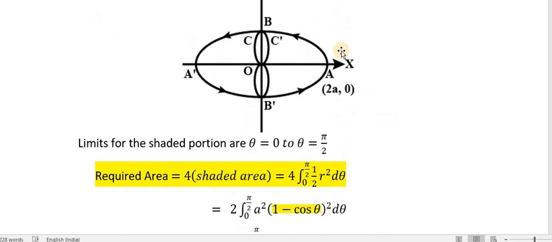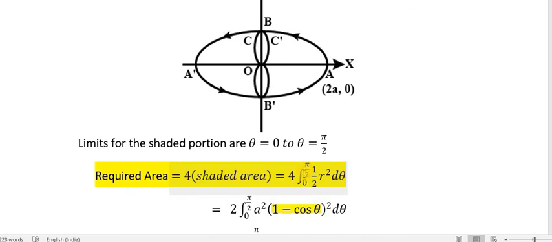Now see, for this problem we have taken two cardioids C and C dash, and the area common for both the cardioids is, this is the area. The total area will be 4 times the area of this cardioid at the first quadrant. So the required area is equal to 4 times the shaded area.